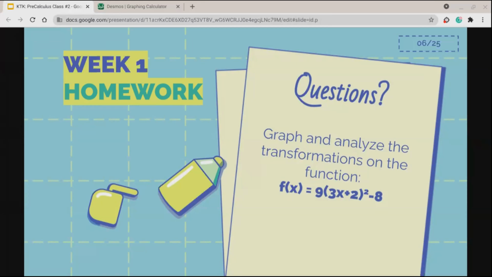Anyone got an answer? Did anyone complete the homework? Would anyone like to share the answer they got? If not, then we can go ahead and start going over the answers for this. This was the problem to review.